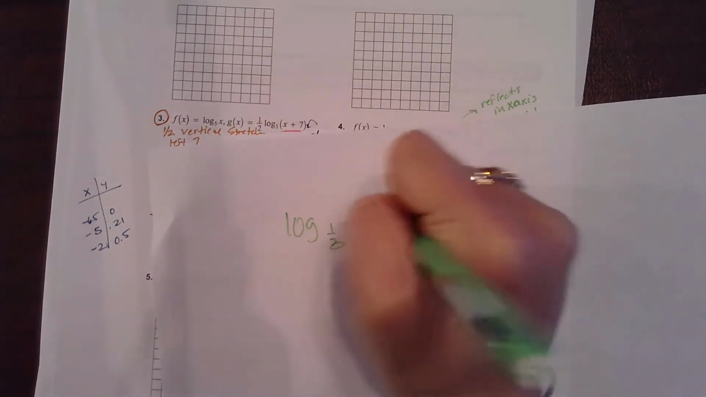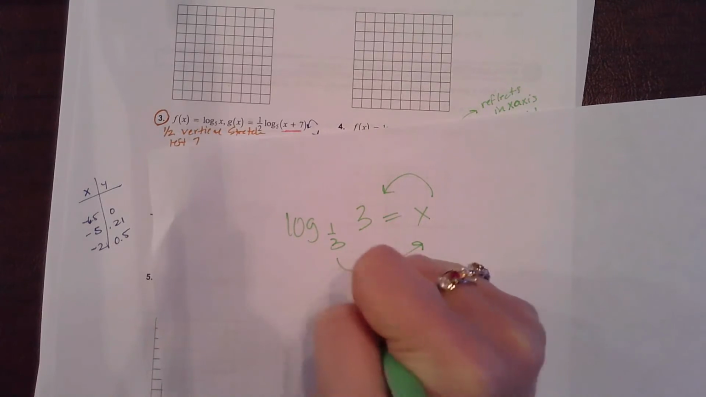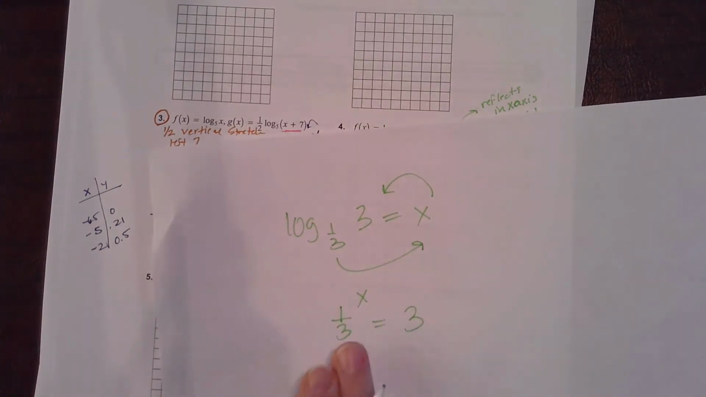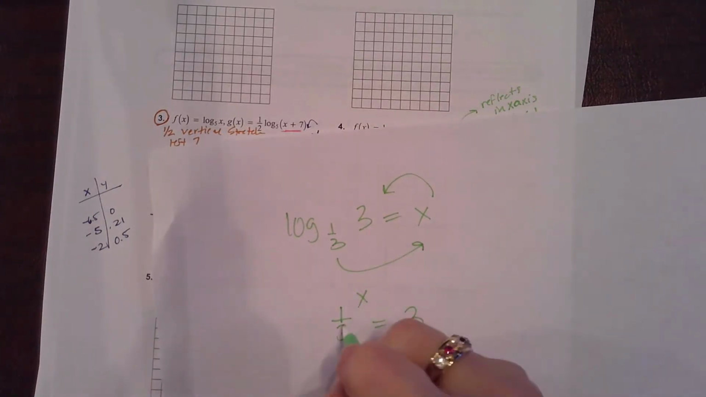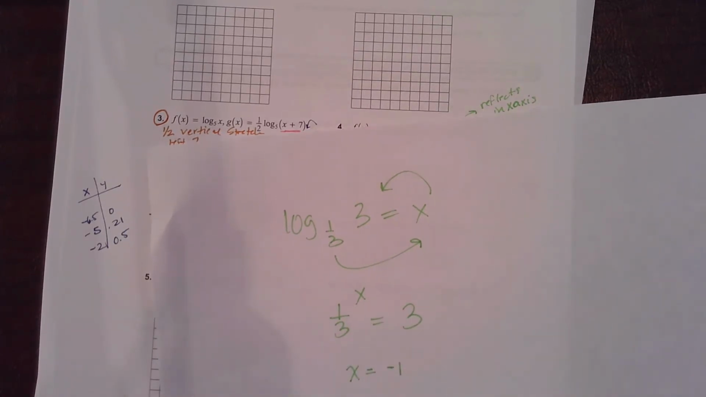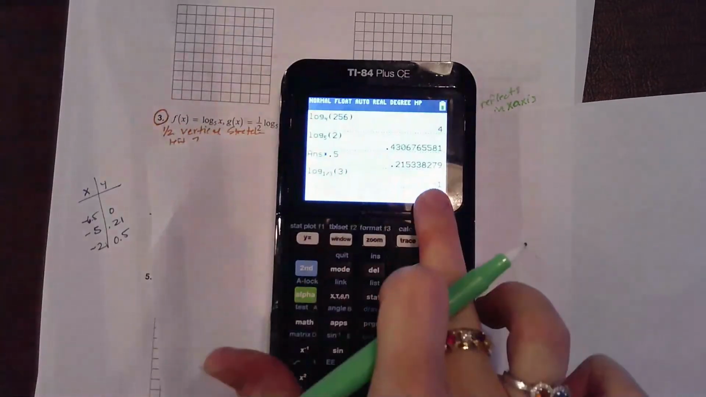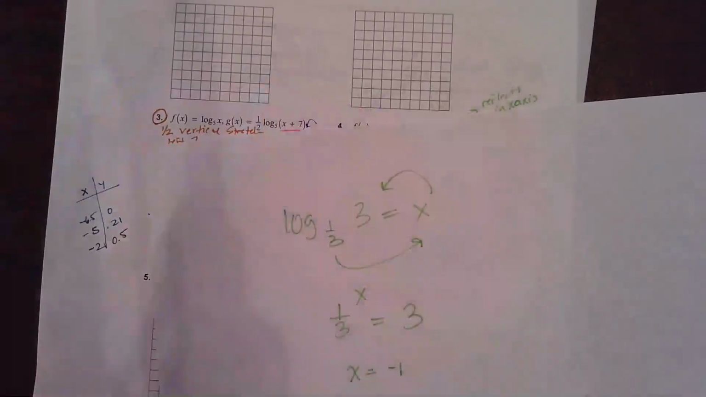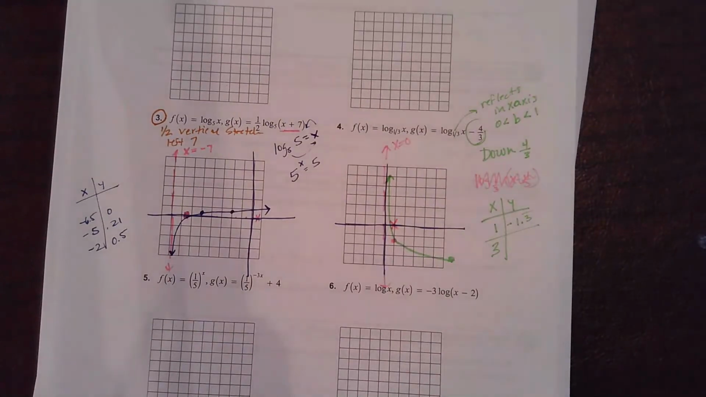It's like you're asking, let's set it equal to x and change it into exponent form. What do I do to get from 1/3 to 3? Well, fraction to a whole number, I have to have a negative exponent. And from 3 to 3, it's -1. So I should get -1 as my answer. If I look at my calculator, I do. I was just trying to show you how you can do this in your head.